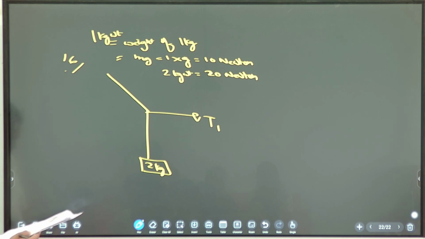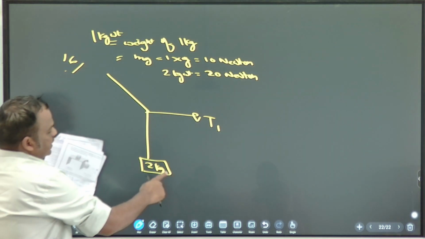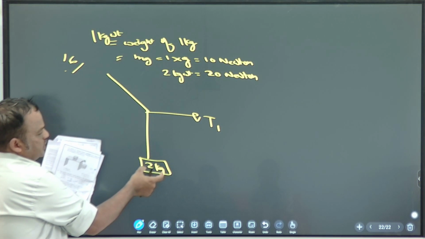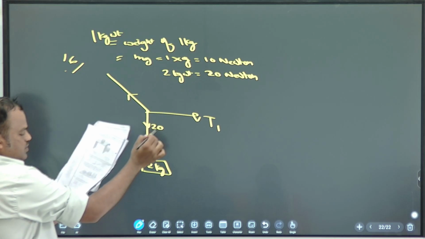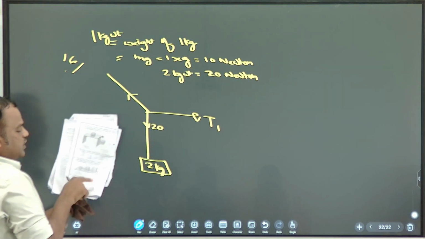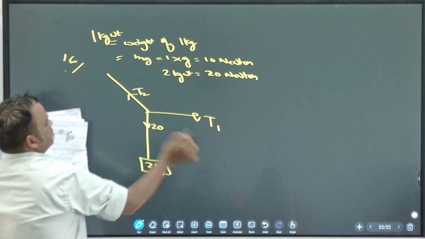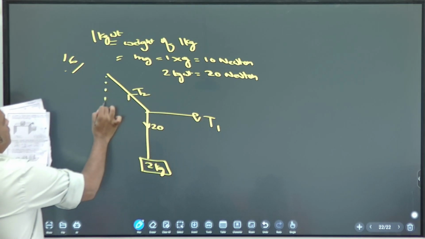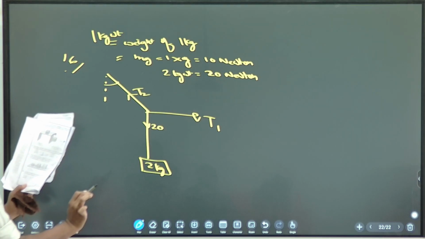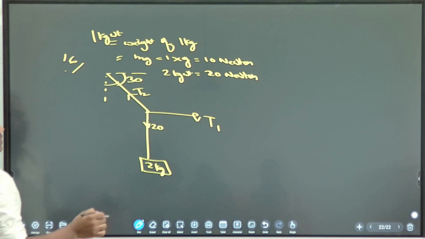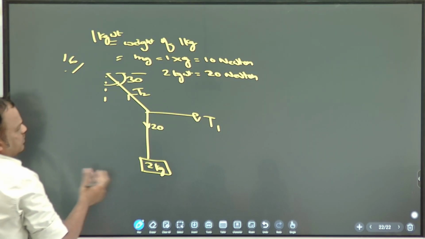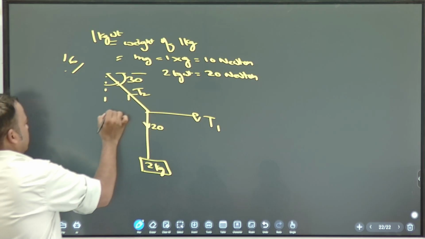So you have to answer in kg weight. First you find tension. This is 2 kg weight, means the mass is 2 kg. So here will be 20 Newton and tension is not given in the question. You can assume this is T2 and this is T1, and this angle is given, 30. So you can use Lami's theorem, you can solve using components also. Which method?